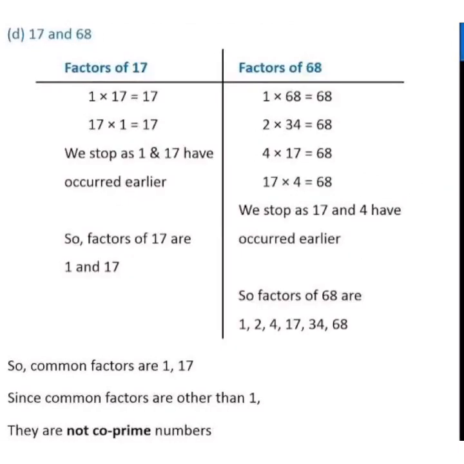Children, 17 and 68. You can see here that 17 has only two factors, that is 1 and 17, because 17 is a prime number, and the factors of 68 are 1, 2, 4, 17, 34 and 68. But 68 has more than two factors because it is a composite number. So the common factors of 17 and 68 are 1 and 17. So these numbers, 17 and 68, are not co-prime numbers.